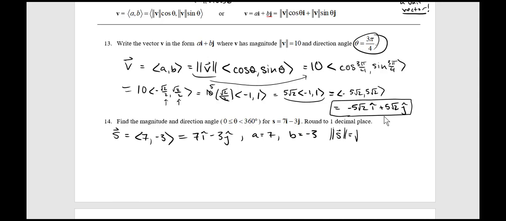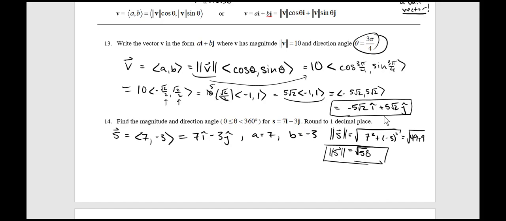Right away from that, we can find the magnitude. Magnitude of s equals the root of the sum of the squares of those components. Looks like 49 plus 9 in the root is root 58. What's that divisible by? I don't know. Not divisible by 4. Yeah. I think we're just going to leave it like that, root 58. So we'll say that's our magnitude of this vector s. It's root 58.